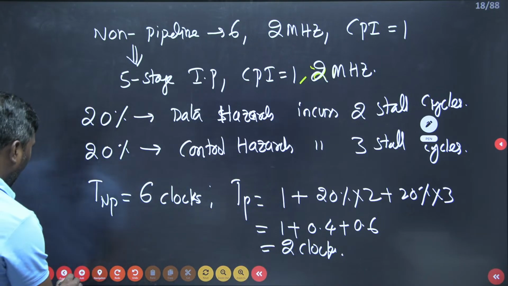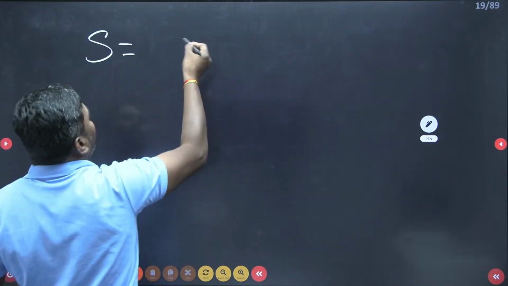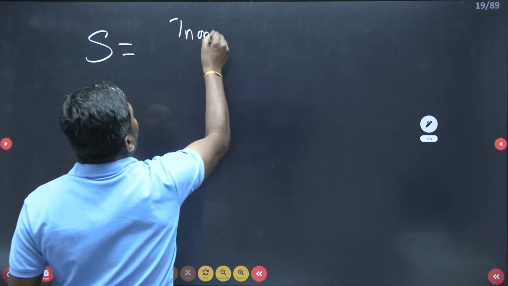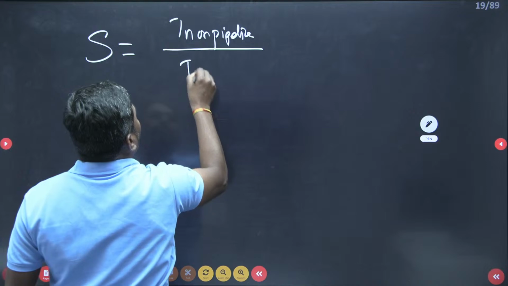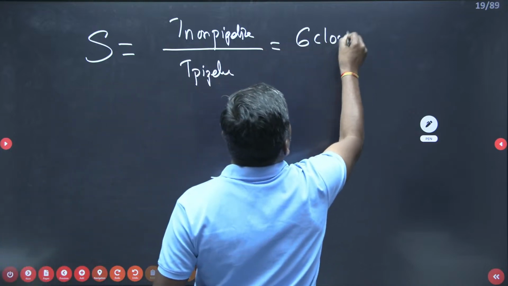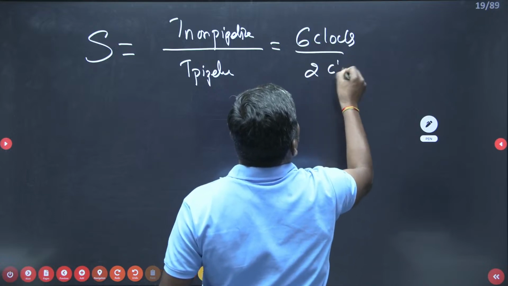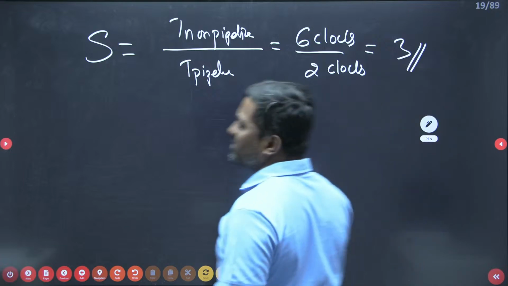Yes or no? Now the speedup factor they asked: the speedup achieved with non-pipeline compared to pipeline. So time with non-pipeline by time with pipeline. Here how many clocks did we get? 6 clock cycles. Here how many? 2 clock cycles. So time is not required to calculate, directly 3. The speedup factor answer is 3.